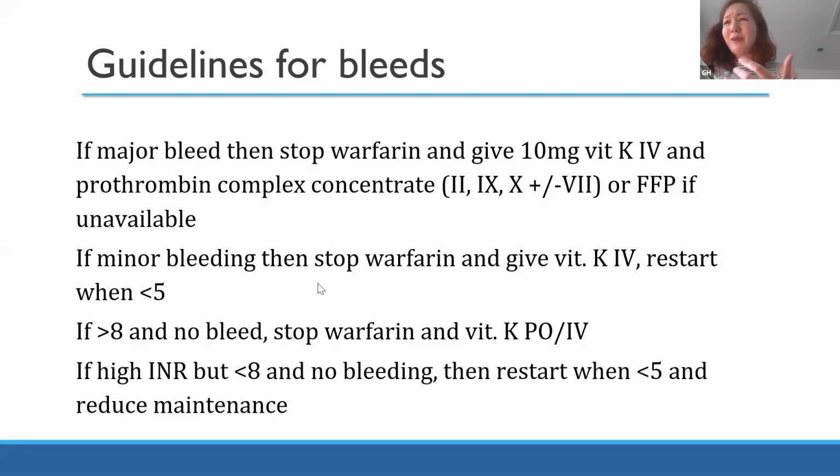Or check, warfarin interacts with so many other things. Just check if they've started any other new medications. Check if they've drastically changed their diet and started eating loads of grapefruit or something.